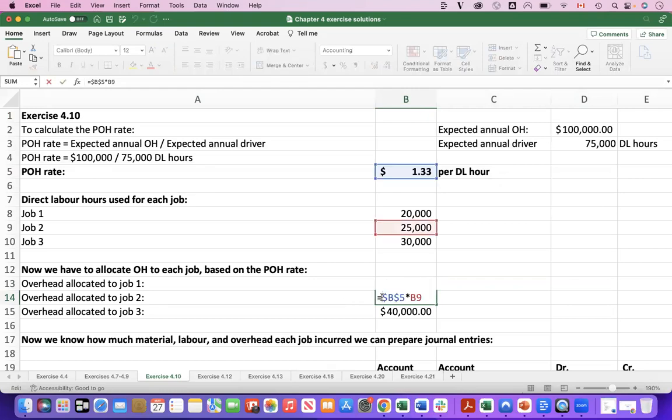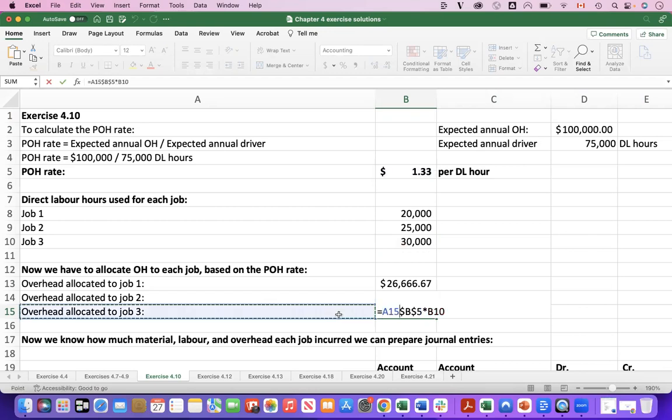And how did we calculate that? It's the $1.33 per direct labor hour times the amount of direct labor hours job two used, which was 25,000 direct labor hours. Job three, we're going to allocate to it $40,000 in manufacturing overhead. And simply, how do we get that? The $1.33 per direct labor hour multiplied by the 30,000 direct labor hours job three utilized.